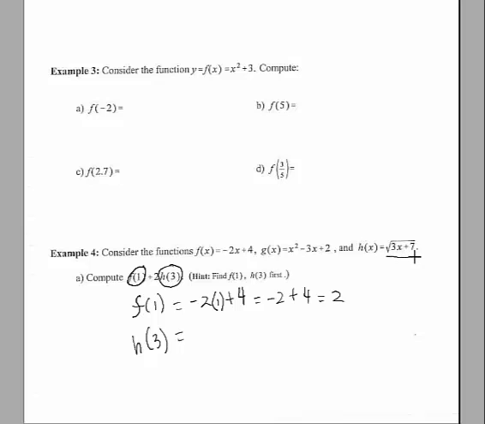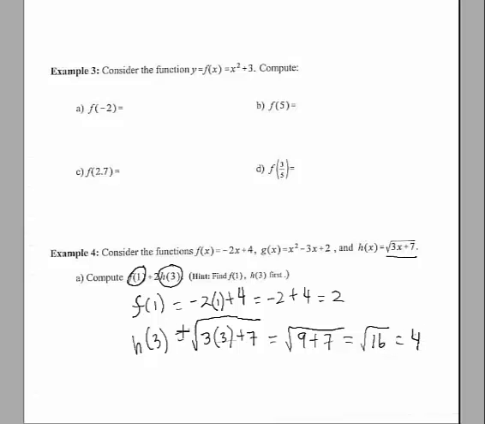H, we have this expression. We have a square root of 3 times 3 plus 7, and that radical extends over that whole 3 times 3 plus 7. Alright, 3 times 3 is 9, plus 7, we get the square root of 16. And we say that's 4.